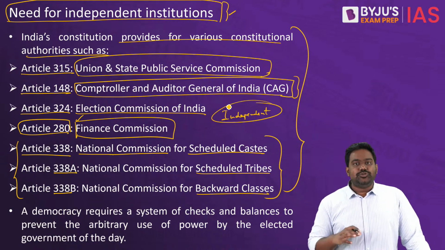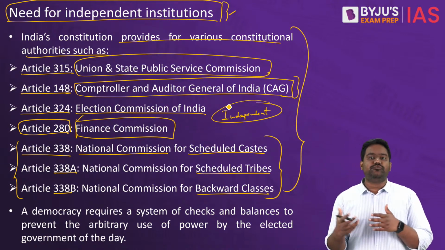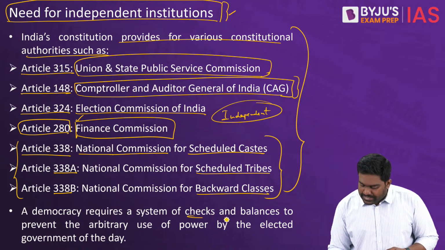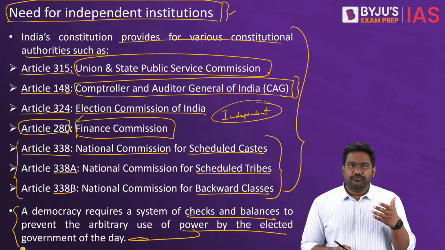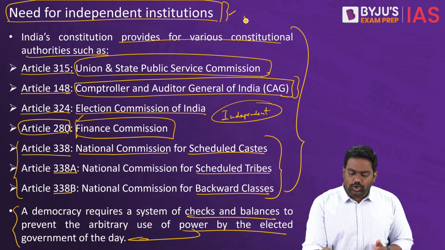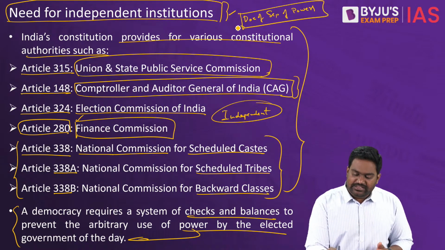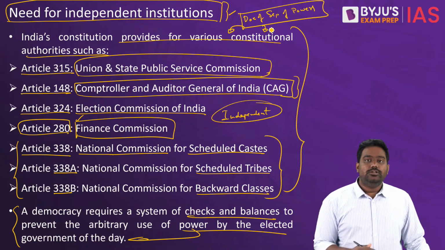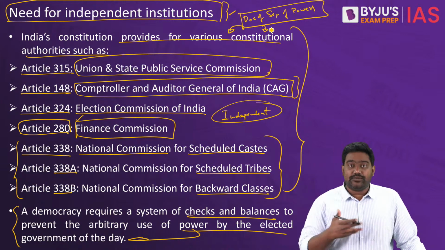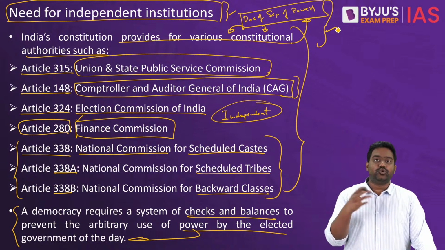Because these constitutional bodies act as a system of checks and balances against any misuse of power, against any abuse of power by the executive, by the elected government. One of the foundational principles of a democracy is the doctrine of separation of powers. If you look at the three pillars of democracy, the executive, legislature, and the judiciary, the powers have been clearly drawn out so that the judiciary, executive, and legislature have their own jurisdiction and they exercise a system of checks and balances over each other.